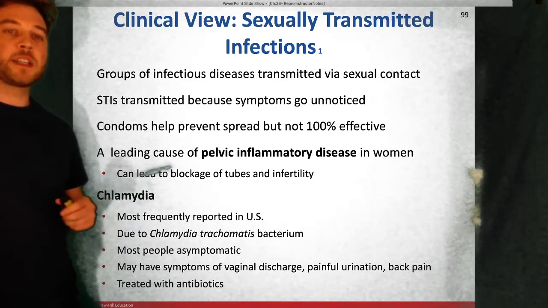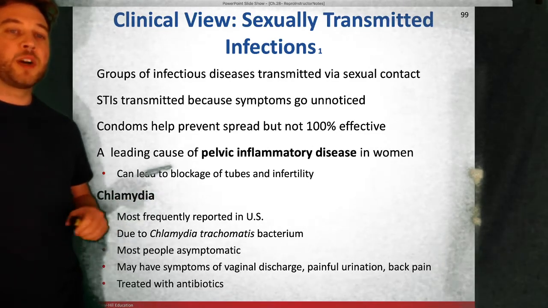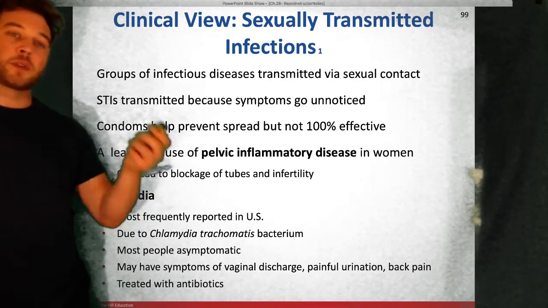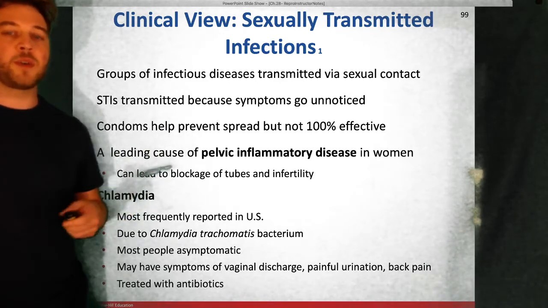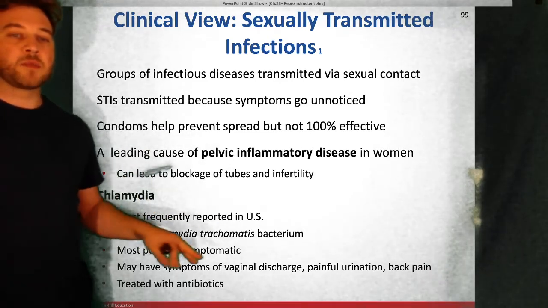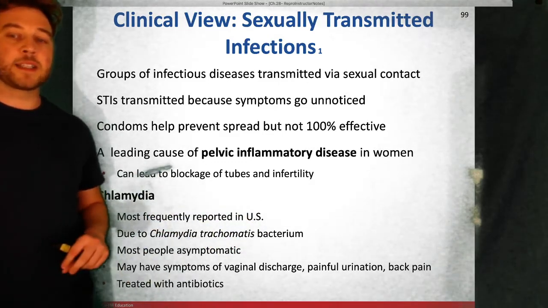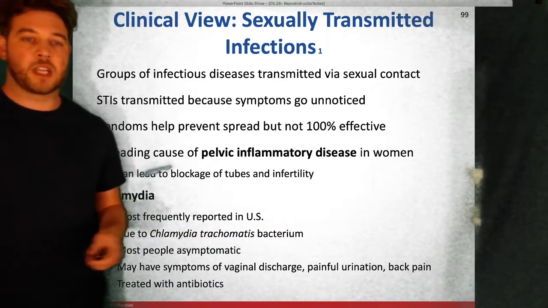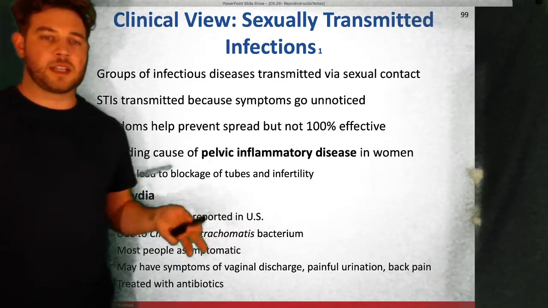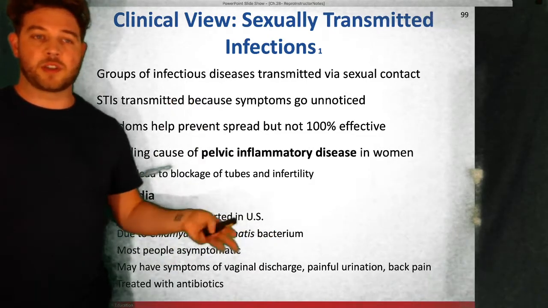Chlamydia is the most frequently reported in the US, and is caused by a bacterium. Most people are asymptomatic, which, as we have learned with COVID, just causes even more rapid spread, which is why it's very, very important to know your status. You may have symptoms of vaginal discharge, painful urination, back pain, and it is treated with antibiotics. That's very common. And again, I don't know why this is solely focused on women. Men will also have discharge from their penis.